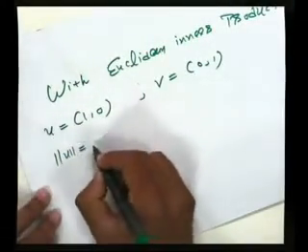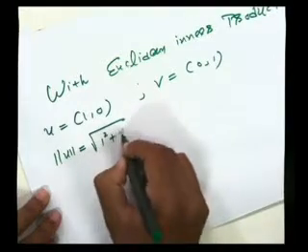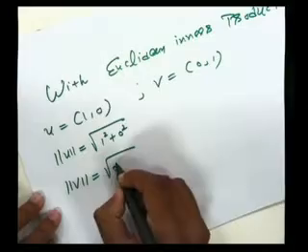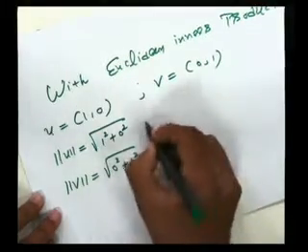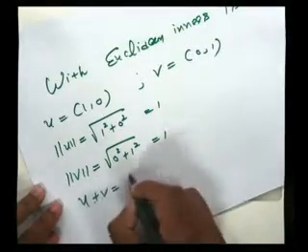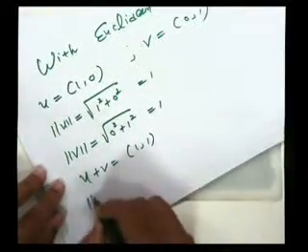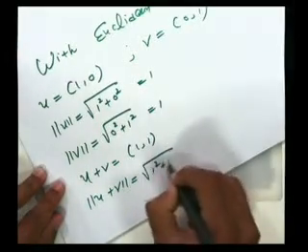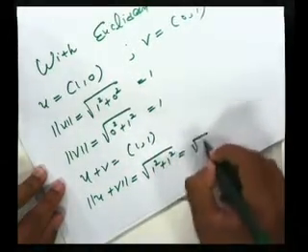Norm U is equal to under root 1 square plus 0 square, and norm V is equal to under root 0 square plus 1 square. Both are 1. But what is U plus V? U plus V is (1, 1). So norm U plus V is what? Under root 1 square plus 1 square. So that is under root 2.